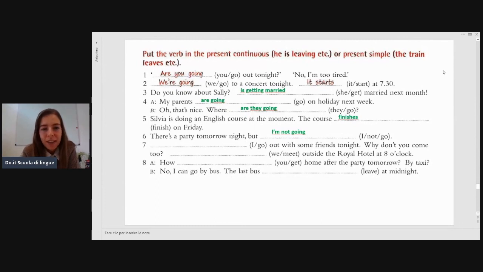Number 7. Blah, blah, blah, out with some friends tonight. Why don't you come too? Blah, blah, blah, we meet outside Royal Hotel at 8 o'clock. Present simple or present continuous?